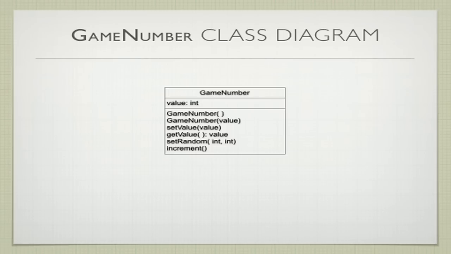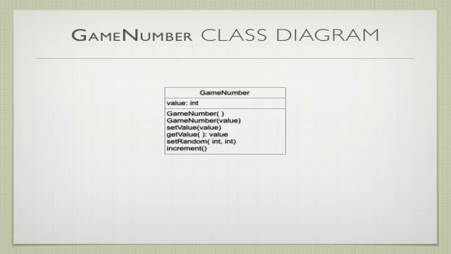If you recall the numbers that are in our guessing game, we have a min and a max for the range, we have the target value. The target value will have some special behavior, so we might want to add a method for setRandom. We also have the guess itself. And we have the number of guesses. The number of guesses will need to change by one each time, so we can add a method called increment.